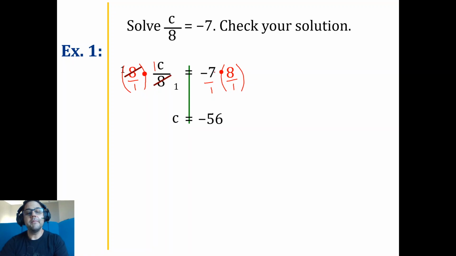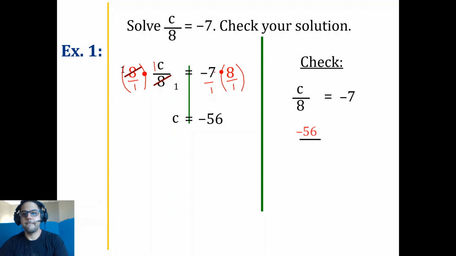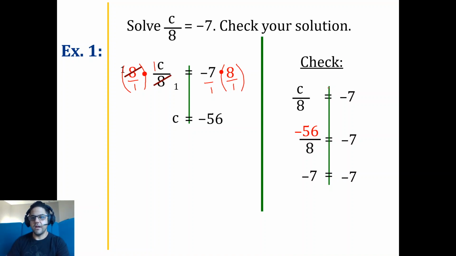So when I do my check again, I'm going to take the original problem. At the c location, I'm going to substitute -56. So instead of c divided by 8, -56 divided by 8. Now again, here we need to remember a negative divided by a positive is a negative, and we're going to get -7. Now again, I personally don't like that long line there, but if you like that to keep it balanced, go for it. Multiply both sides by the reciprocal.